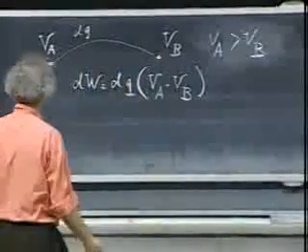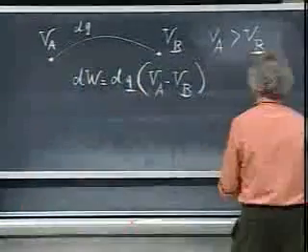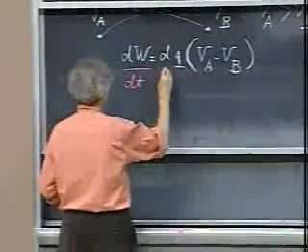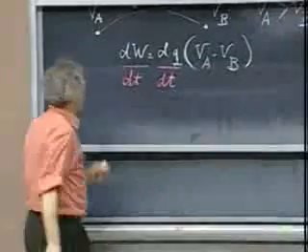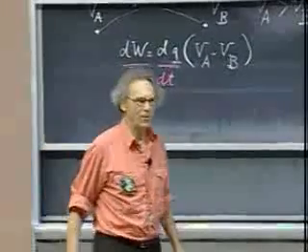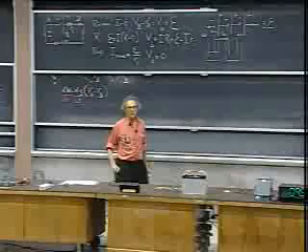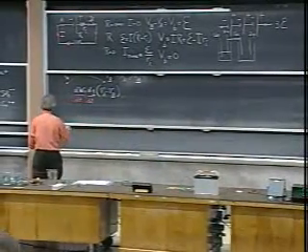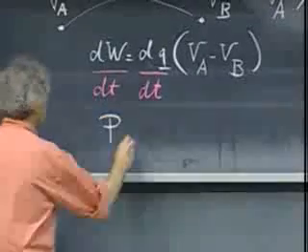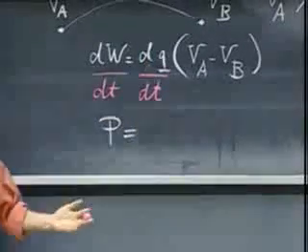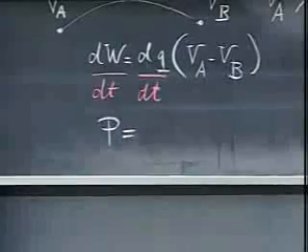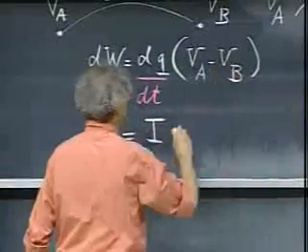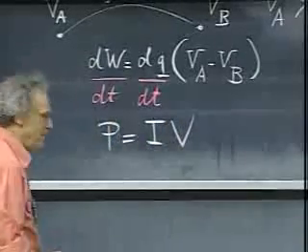I can now do something that you shouldn't tell your math teachers, but physicists do it all the time. We divide by dt. And now we say, aha, what we have on the left side is now work per unit time. That's power, joules per second. So this now is power. dq/dt is current. How many coulombs per second flow? So this is current, I. And the potential difference I simply use that symbol V.